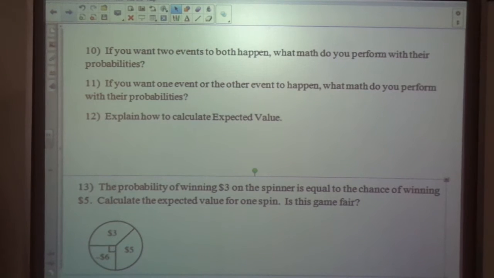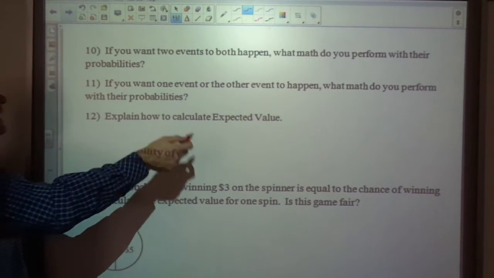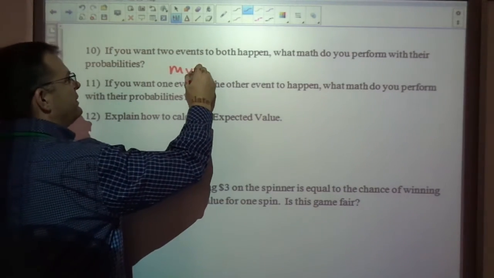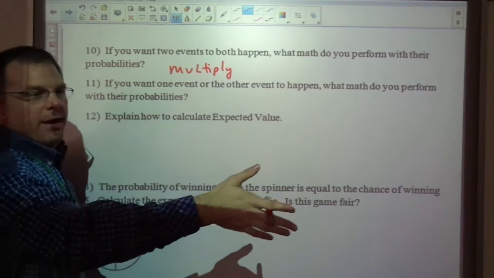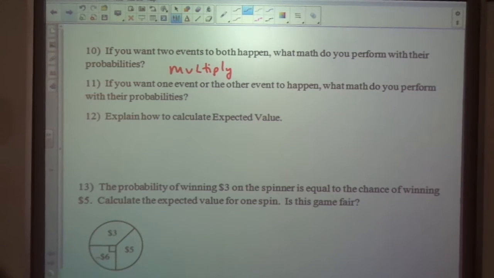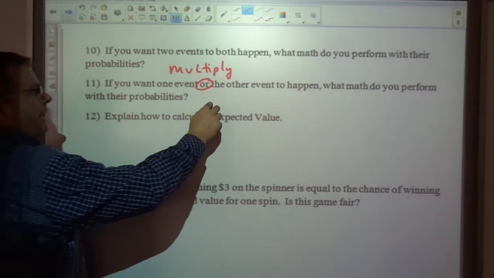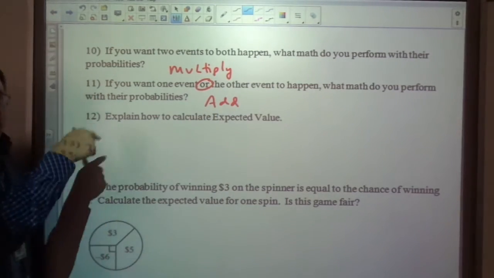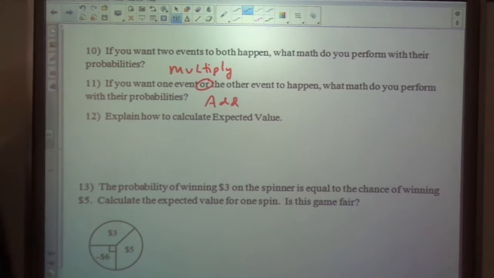Okay, if you want two events to both happen, what math do you perform with their probabilities? Well, just like with the squares and the circles, if I want this kind of square and that kind of circle, the AND is very important. That tells me to multiply. Or if I want the rat to choose this path and that path, then I multiply all those probabilities. If you want one event or the other, then I add. I want the rat to land here, or here, or here. Well, then I'll add those three probabilities together.